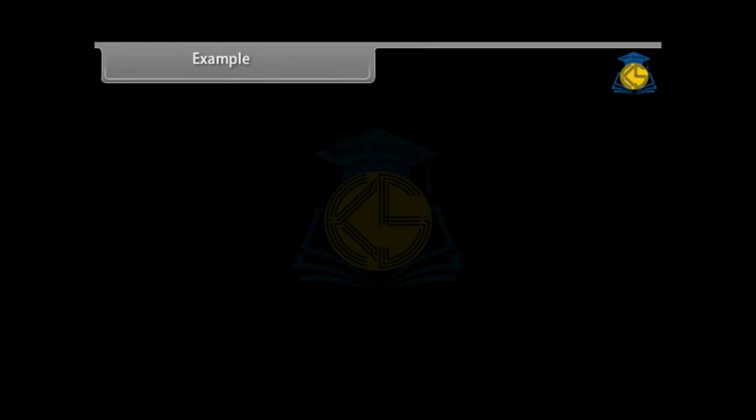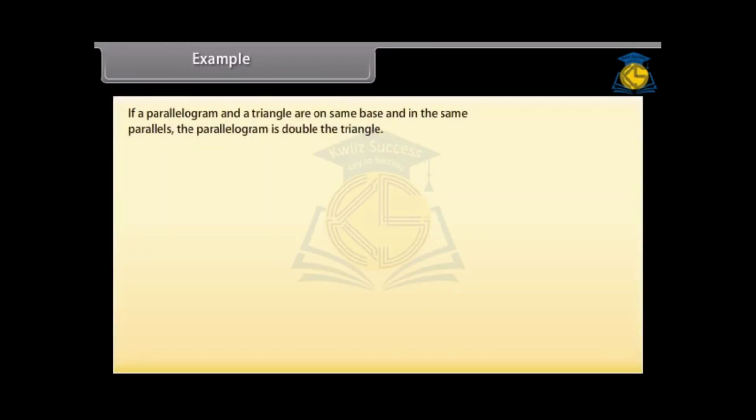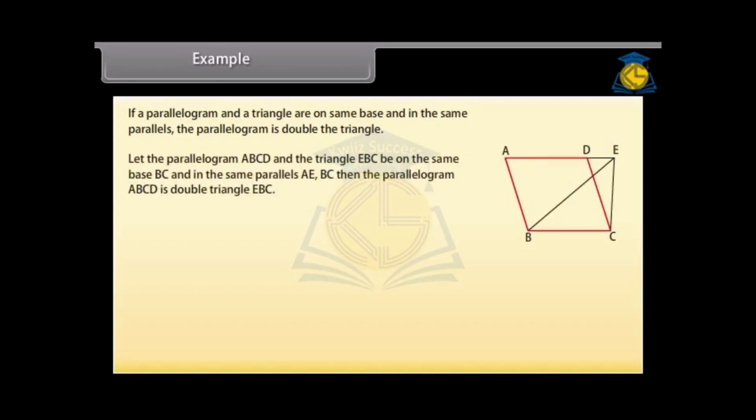Example. Let's prove an example now. If a parallelogram and a triangle are on same base and in the same parallels, the parallelogram is double the triangle. Let the parallelogram ABCD and the triangle EBC be on the same base BC and in the same parallels AE, BC, then the parallelogram ABCD is double the triangle EBC.